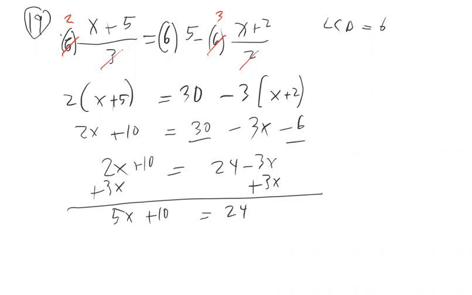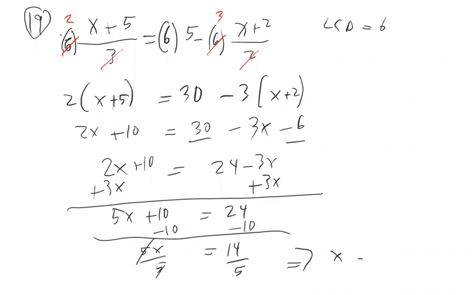Now let's subtract 10 from both sides. Then you'll get 5x equals 14. Then you'll divide by 5. So what's left is, therefore, x equals 14 over 5. Like that. x equals 14 over 5.